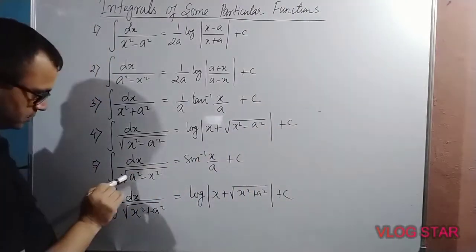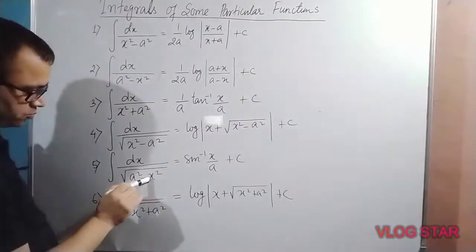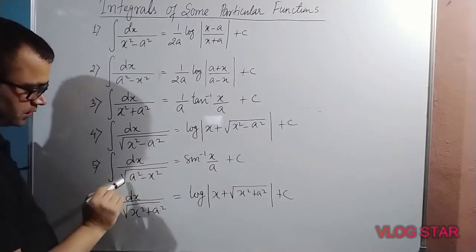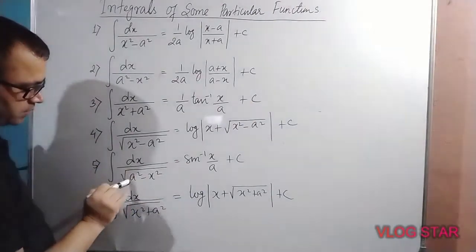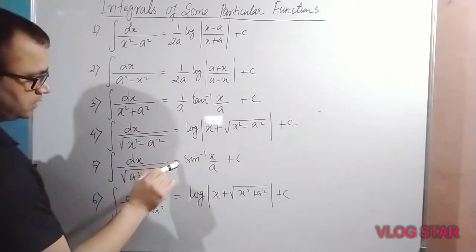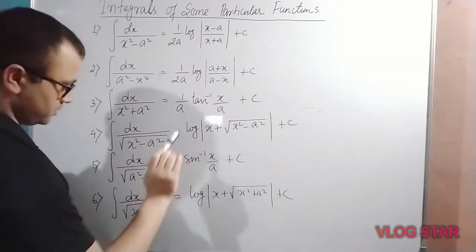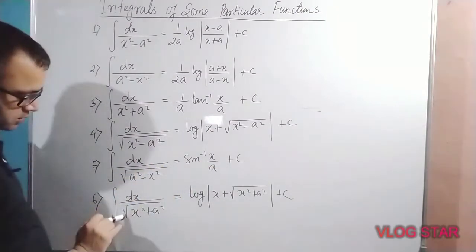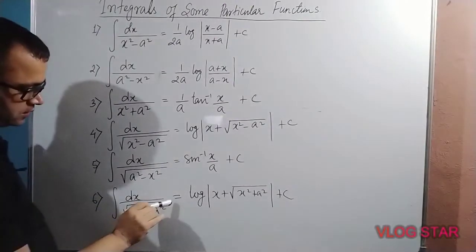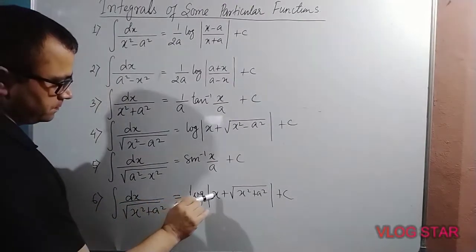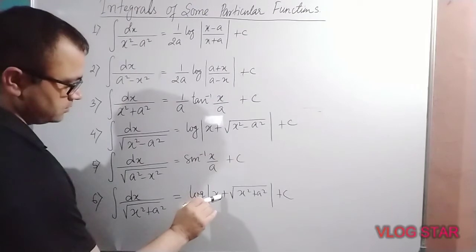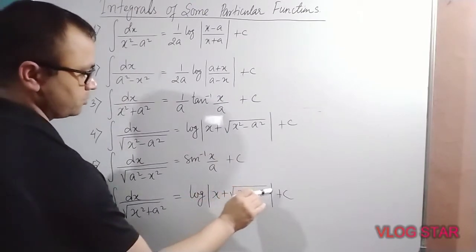The next is root under a square minus x square. So dx by root under a square minus x square equals sine inverse x by a, plus c. And the last one is dx by root under x square plus a square, which equals log of x plus root under x square plus a square, plus c.